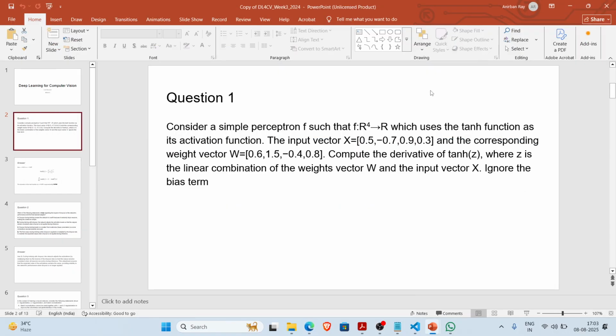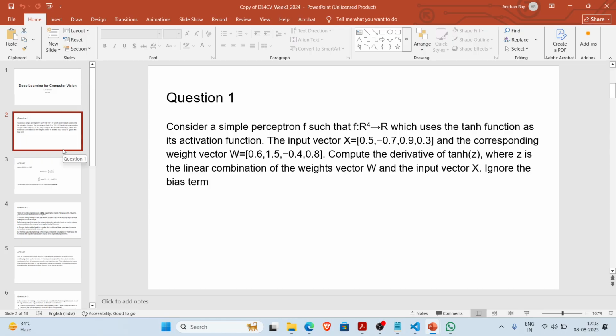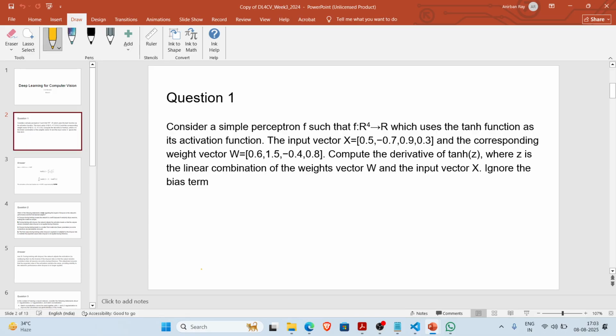Okay, so we'll be covering questions which are relevant for week 3 of this course. The first question is: you're given a simple perceptron f from R4 to R, which uses the tanh (hyperbolic tangent) function as its activation function. The input vector is given here, and the corresponding weight vector is also given. Compute the derivative of tanh at this point.